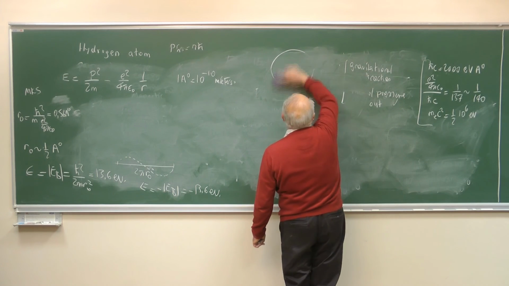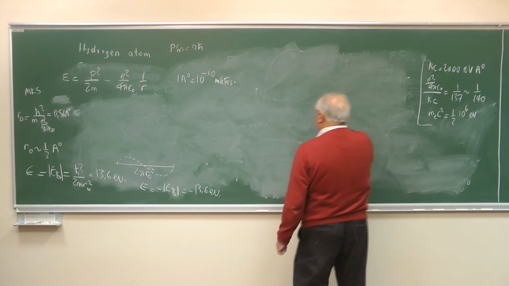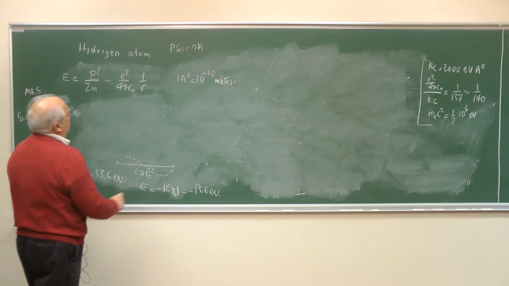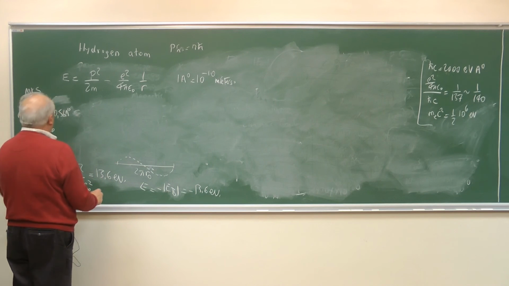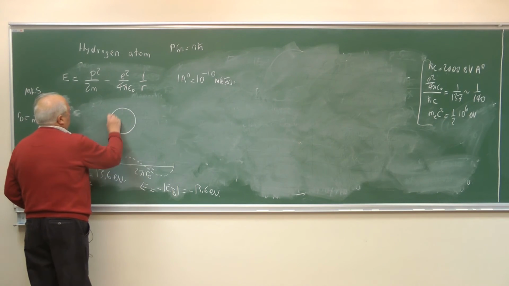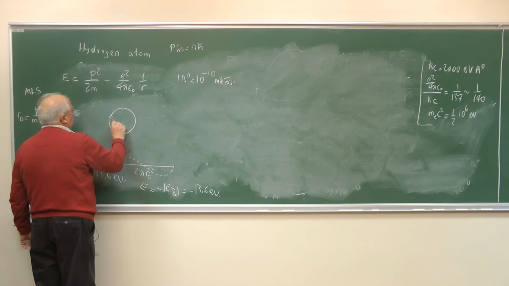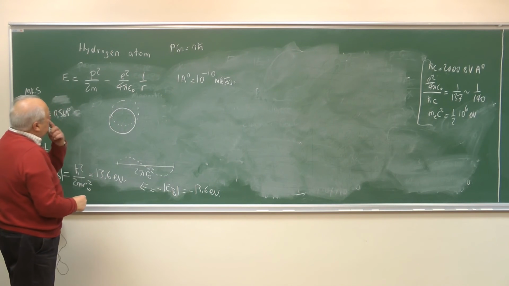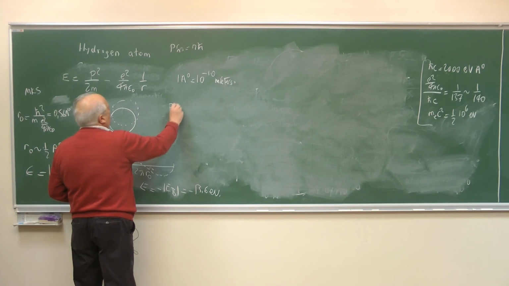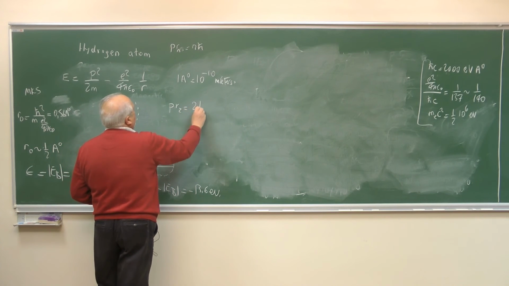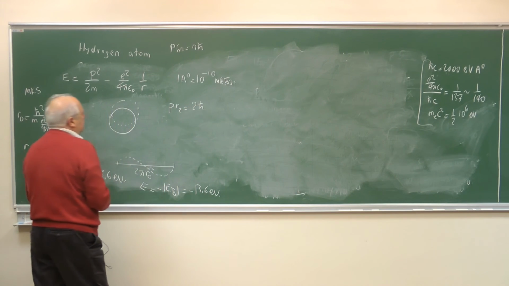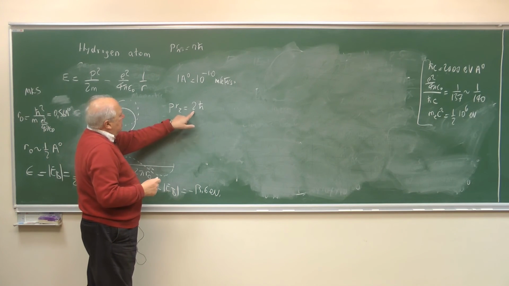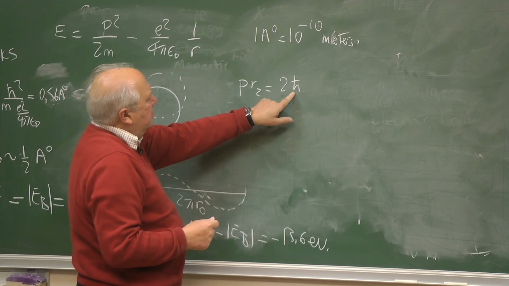All right, this is our star. Well, we just did one wavelength, so with a bad drawing it is something like this, namely one wavelength. What about 2? So p times r2 is equal to 2 times h bar. So you see, essentially the mathematics of it is that h bar goes to 2h bar.